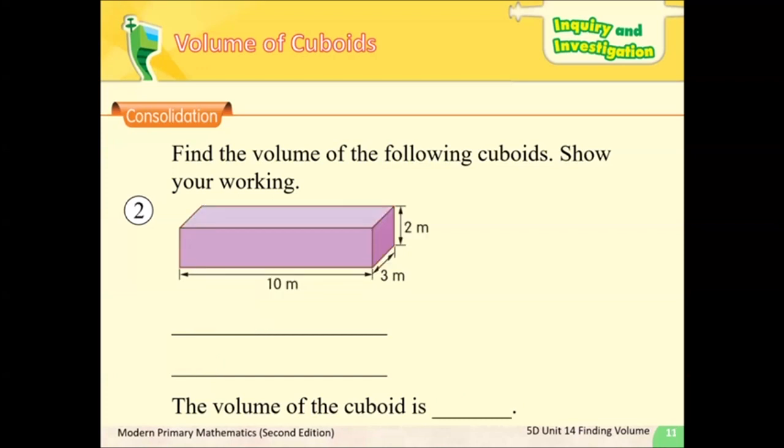Let's look at one more question. For the following cuboid, the width, length, and height are given as below. What would be the volume of this cuboid? Great. We can say that 10, which is the length, times 3, which is the width, times 2, which is the height, equals 60. And this time, all the lengths are measured in meters, so we can say that the volume of the cuboid is 60 cubic meters.